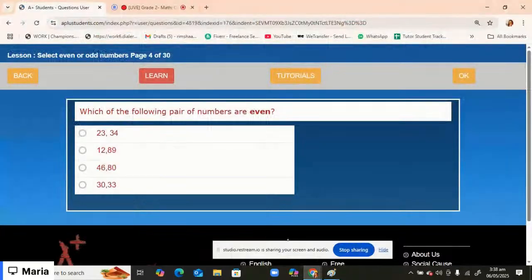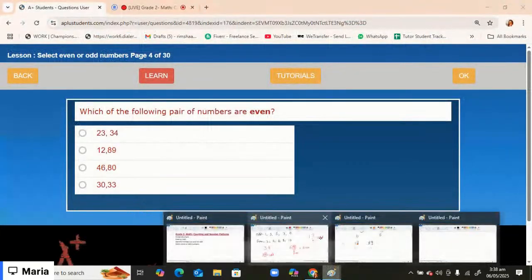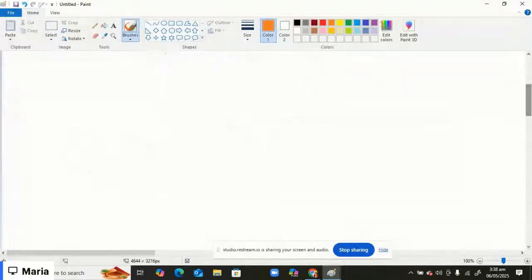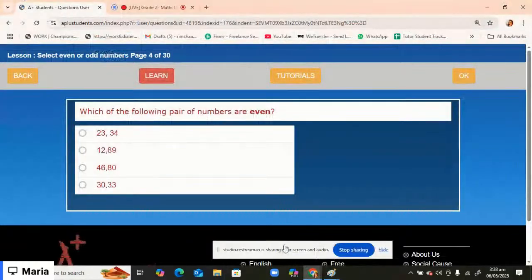Now it's 46 and 80. When we check for the 46, there is 6. 6 is even or odd? That is even. So first number is even. Now from here, that is 0. 0 is also even. So there are the numbers which are both even. So here the numbers are 46 and 80. So these numbers are even.